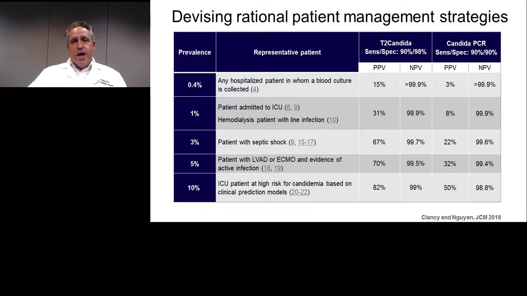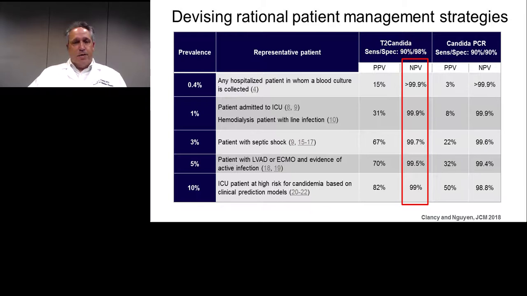So if we assign then pretest likelihoods based on these patient populations and characteristics, and we assume that T2 Candida is going to perform as suggested by the two direct studies with sensitivity and specificity of 90 and 98%, we can calculate what the anticipated positive and negative predictive values in the respective populations would be. And what we can see then is as the likelihood of candidemia increases, the positive predictive values increase. The negative predictive values in all settings remain very, very high.